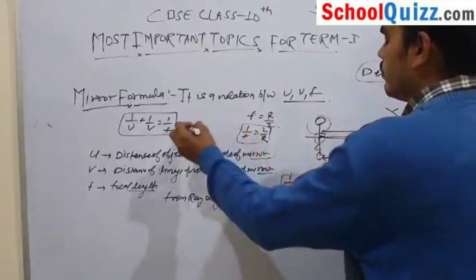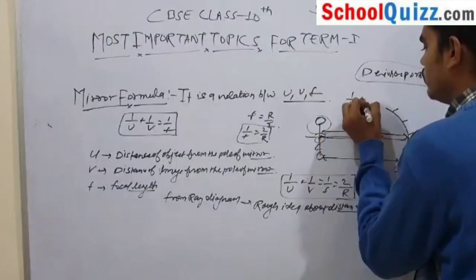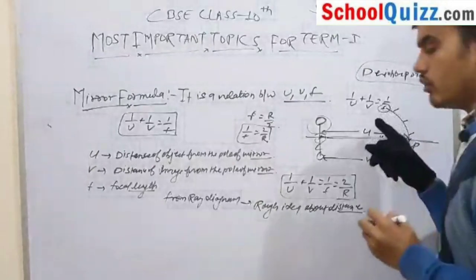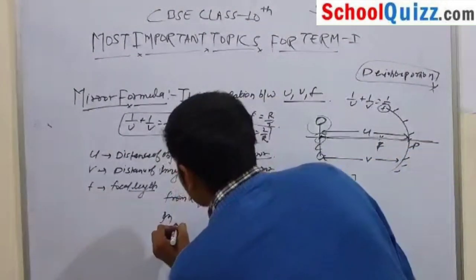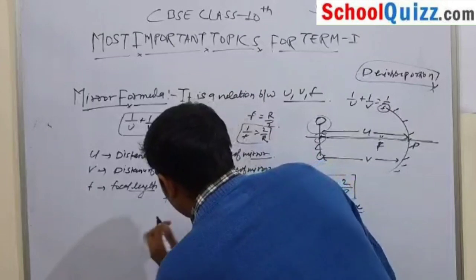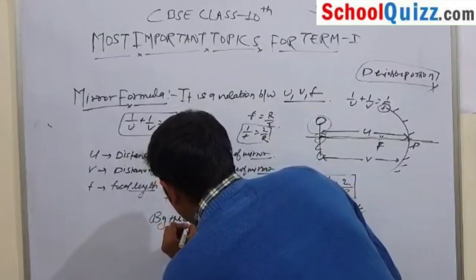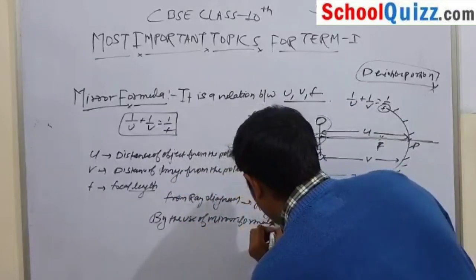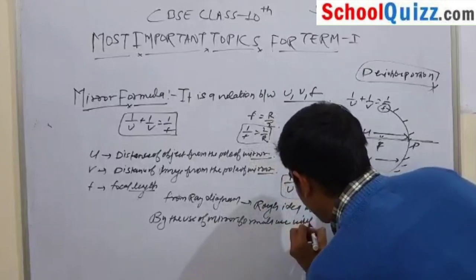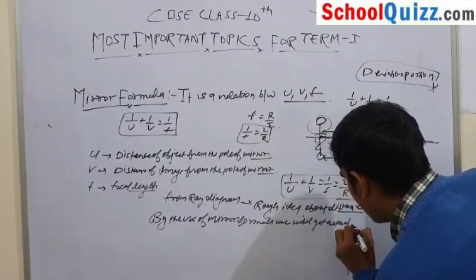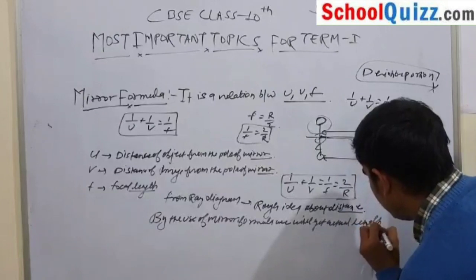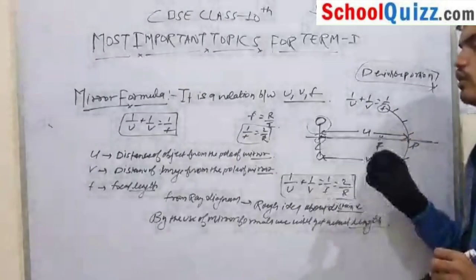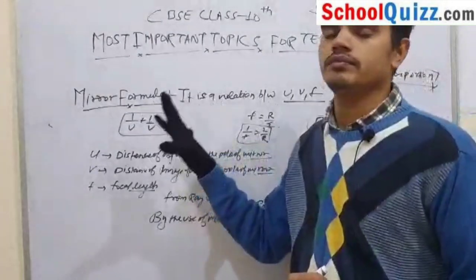Suppose we apply the mirror formula in this case, that is 1 by U plus 1 by V, then we will get the actual length of the focal length. By the use of mirror formula, we will get the actual length of focus and center of curvature. So this is all about our mirror formula.